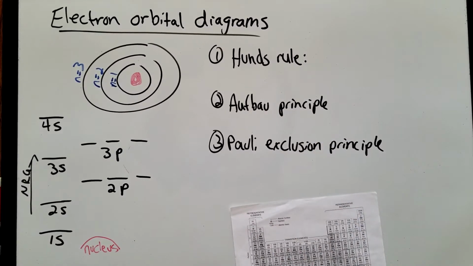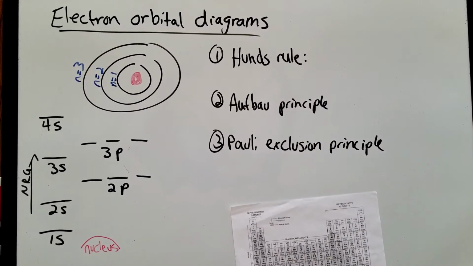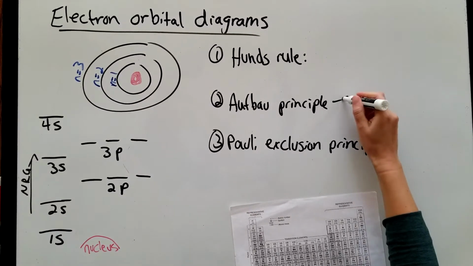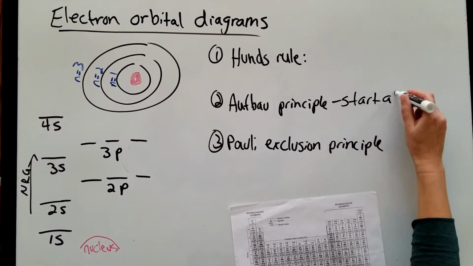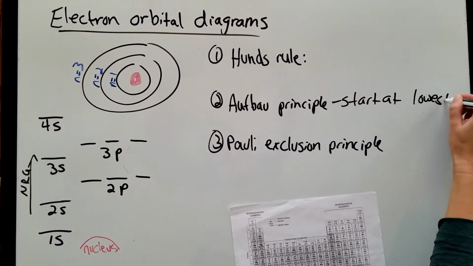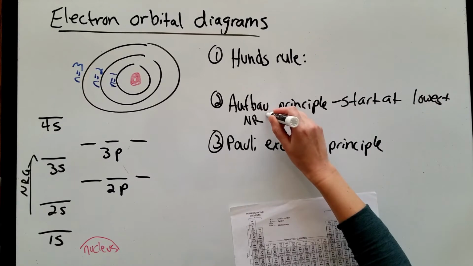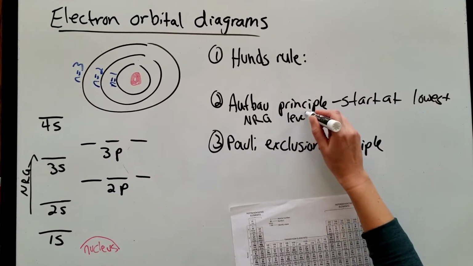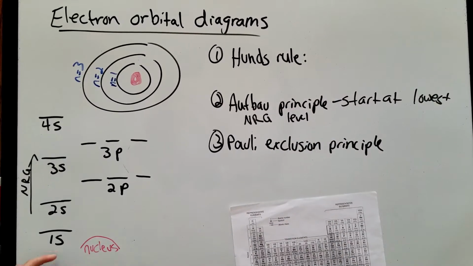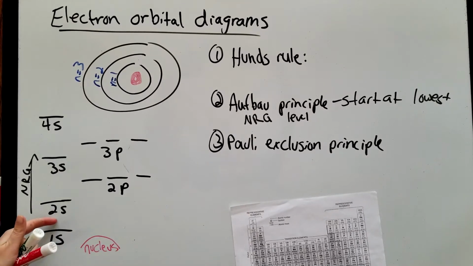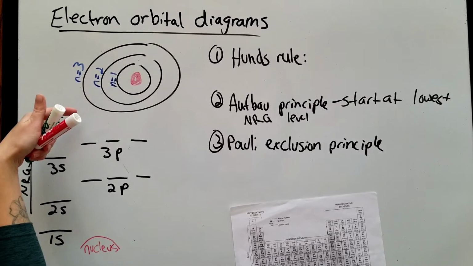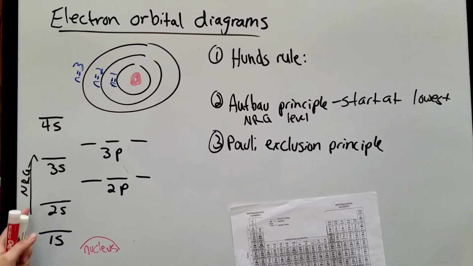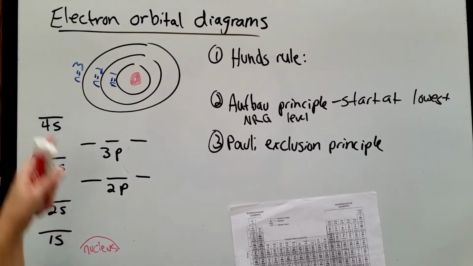The Aufbau principle basically just tells us to start filling at the lowest energy level first. All that really means is you want to start at the 1s and then go to the 2s and then the 2p. So you start at the lowest and work your way up. You notice I have an energy sign over here, and the energy increases as you go up.